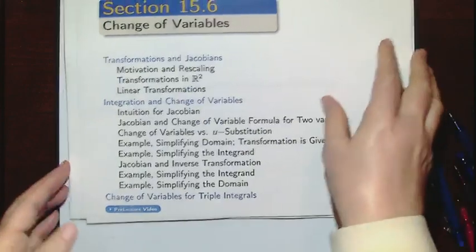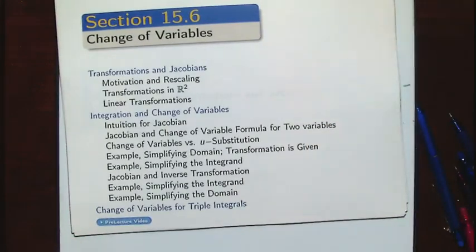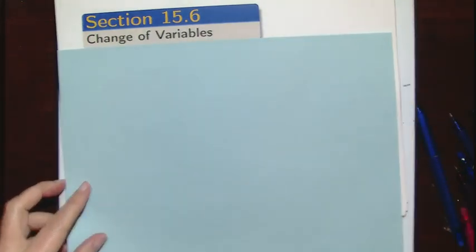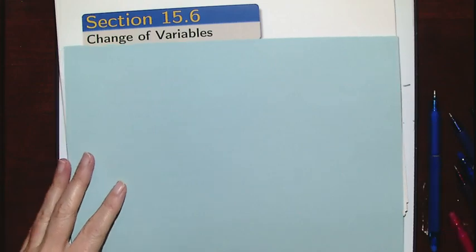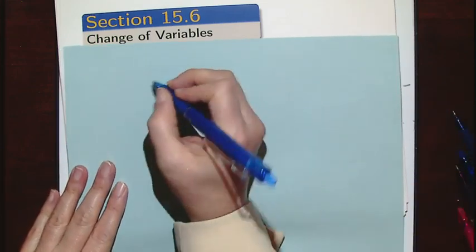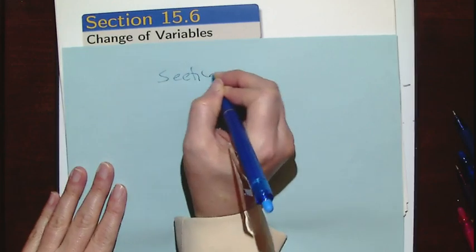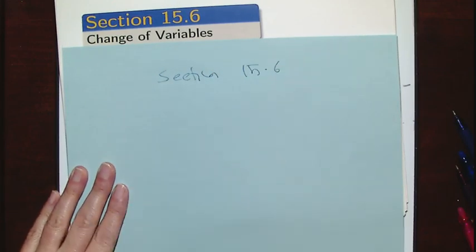Okay, we're starting the next section. I'm enjoying this so much. The next section is section 15.6. Do you guys remember the u substitution from Calc 1? Yeah? Section 15.6. What was the story in Calc 1?